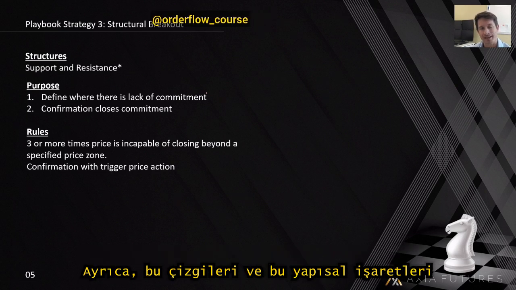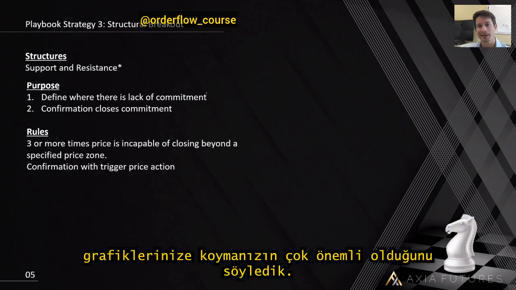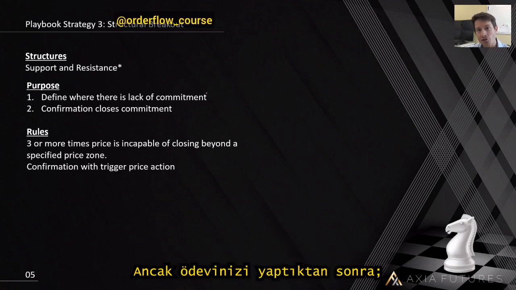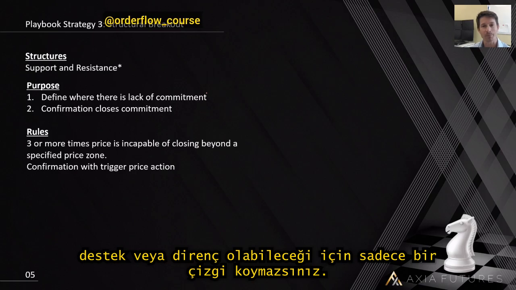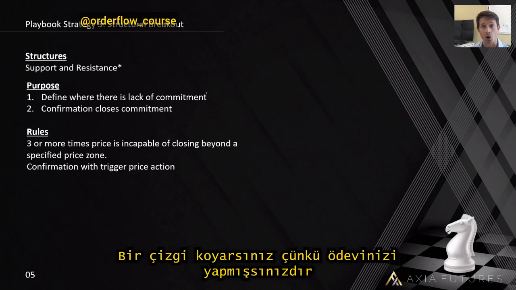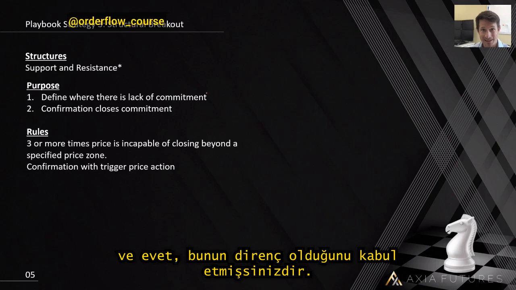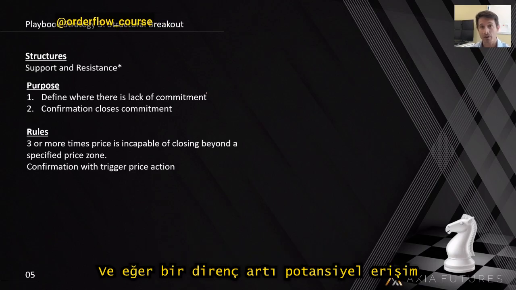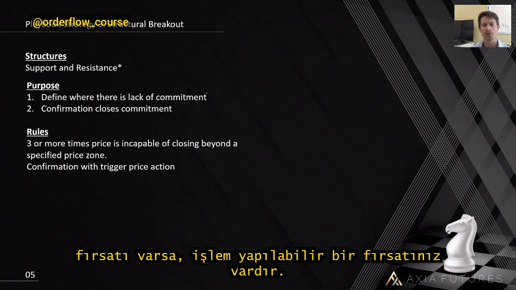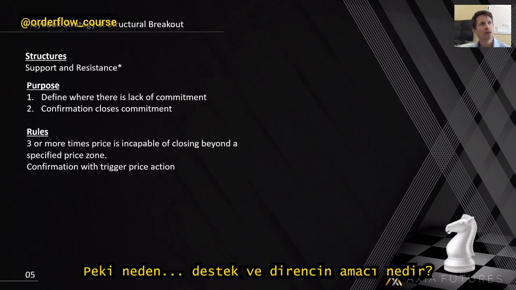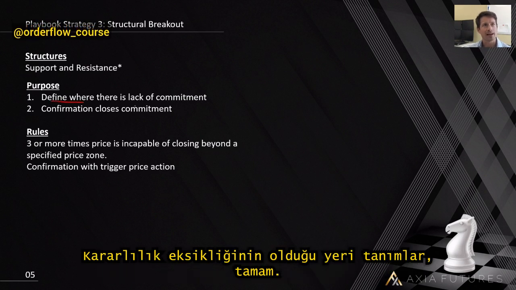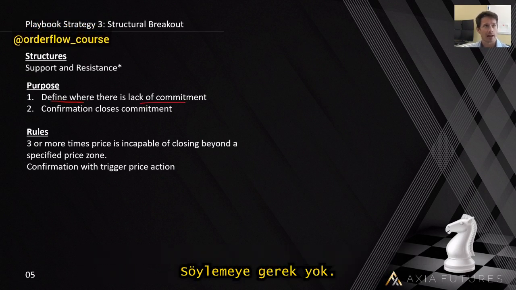We also said that it's very, very important that you're only putting these lines and these structural cues on your charts once you've done the homework. You don't simply put a line because it might be support or resistance. You put a line because you've done the homework and you've recognized that, yes, this is resistance. And if there is resistance plus the potential access opportunity, you've got a tradable opportunity. So what's the purpose of support and resistance? Well, it defines where there's a lack of commitment. It goes without saying.